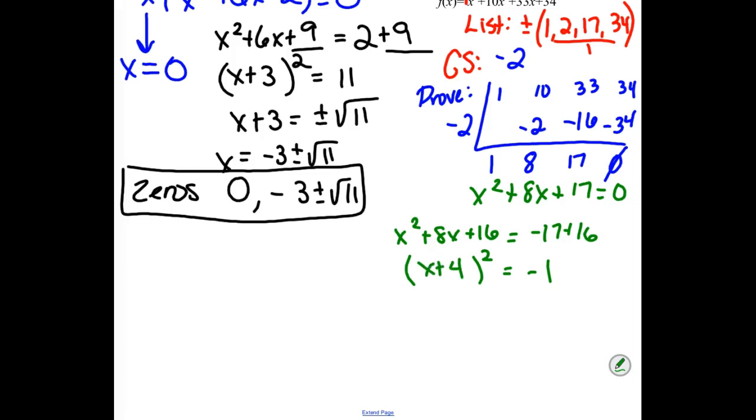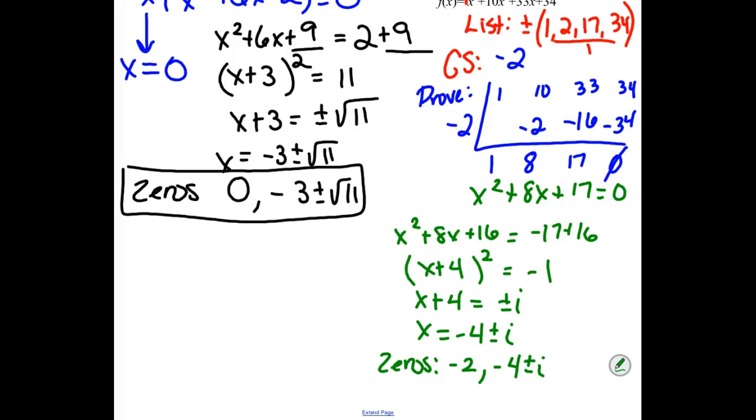All right. Square rooting both sides. What's the square root of negative 1? i. All right. And then subtract our 4 over. Okay. So we found one real solution. All right. It was a negative 2. The other ones are imaginary, negative 4 plus minus i.